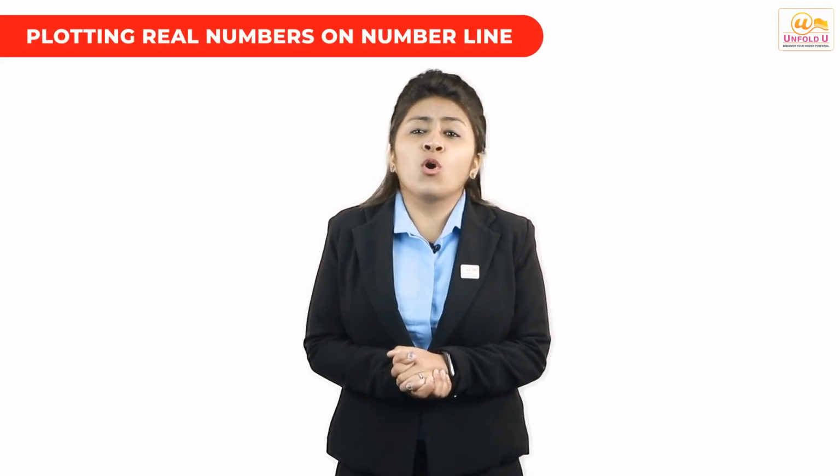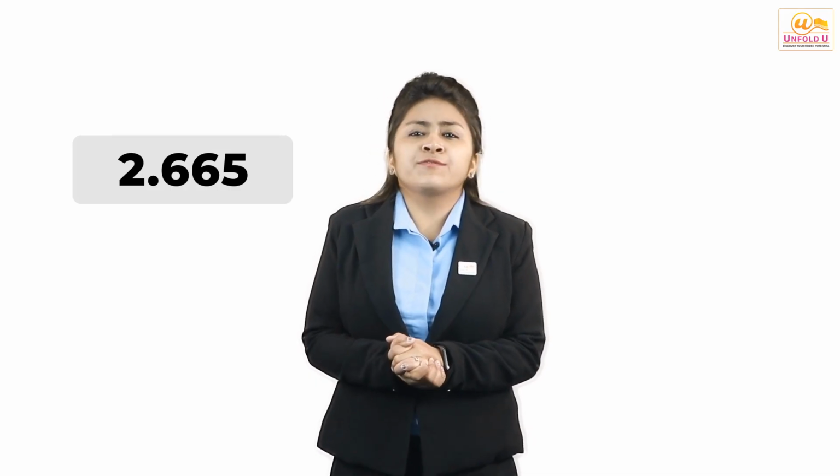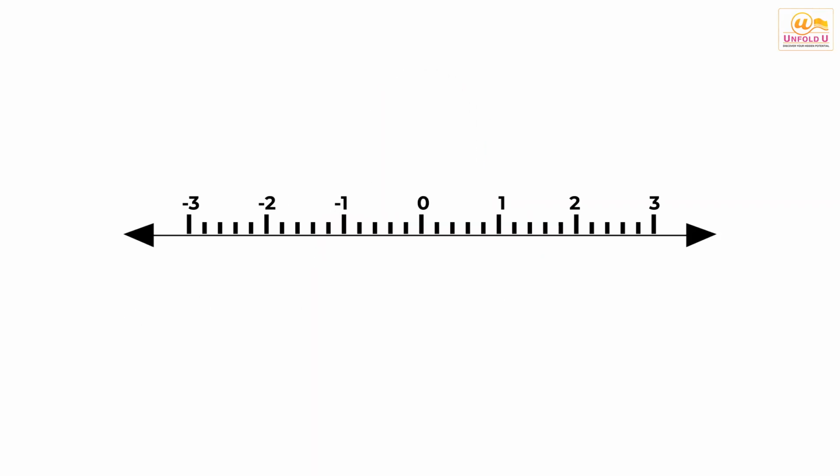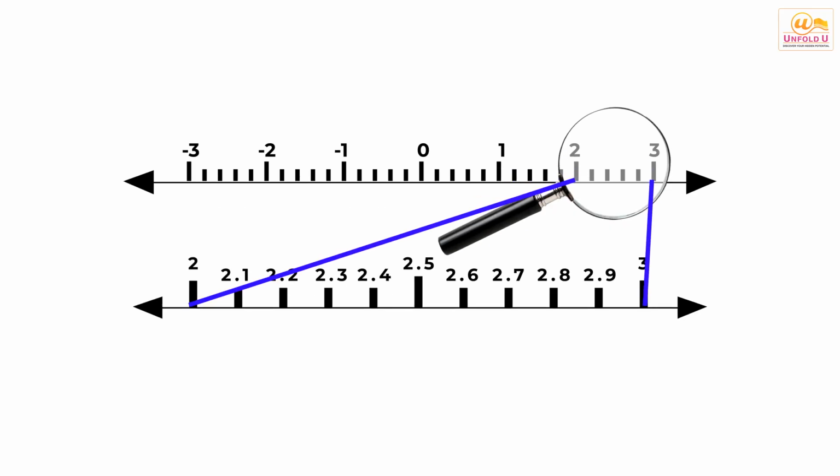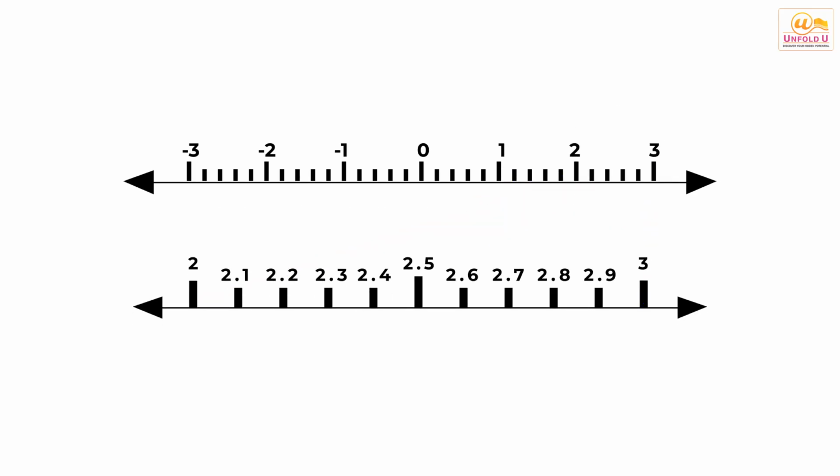Let us suppose we want to plot 2.665 on the number line. We know that this number lies between 2 and 3. So look closely at the portion between 2 and 3. Suppose we divide this portion into 10 equal parts. To the right of 2, the first mark will be 2.1, the second 2.2, and so on.